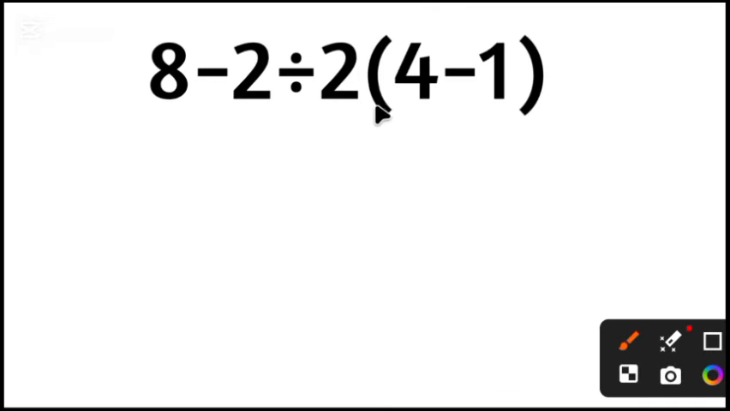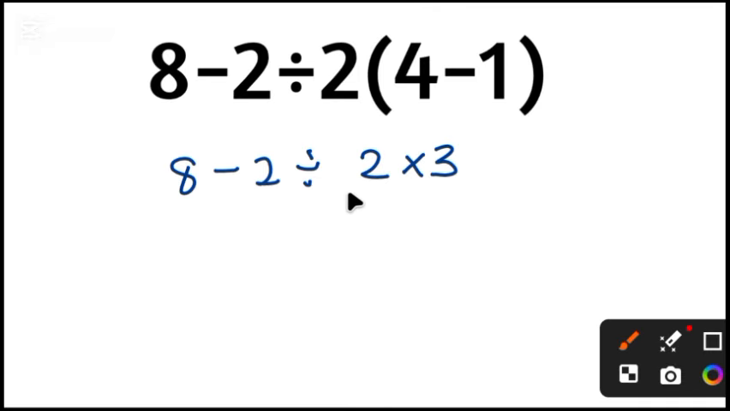Let's begin. We start with this parenthesis. 4 minus 1 will give us 3. Here is multiplication. Put down the 2, the division, and then you bring down minus 2, and then you bring down the 8. Next is division according to order of operation.